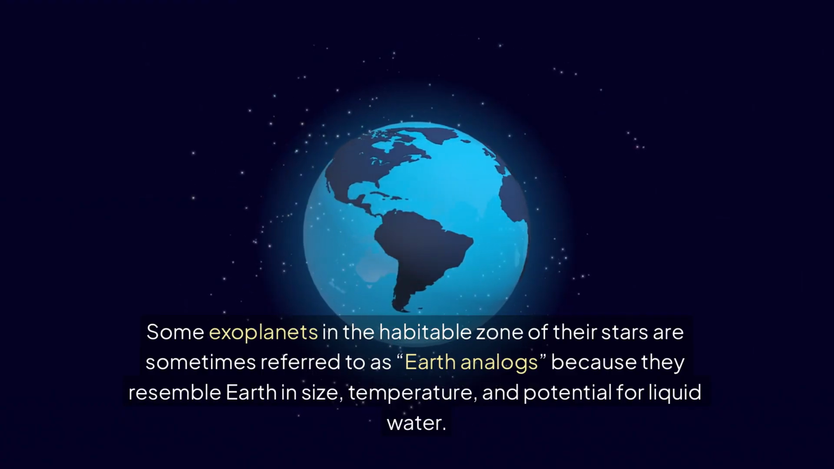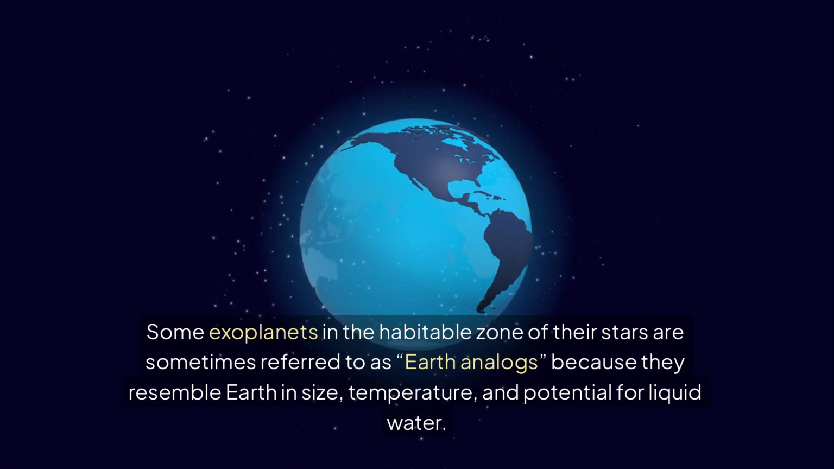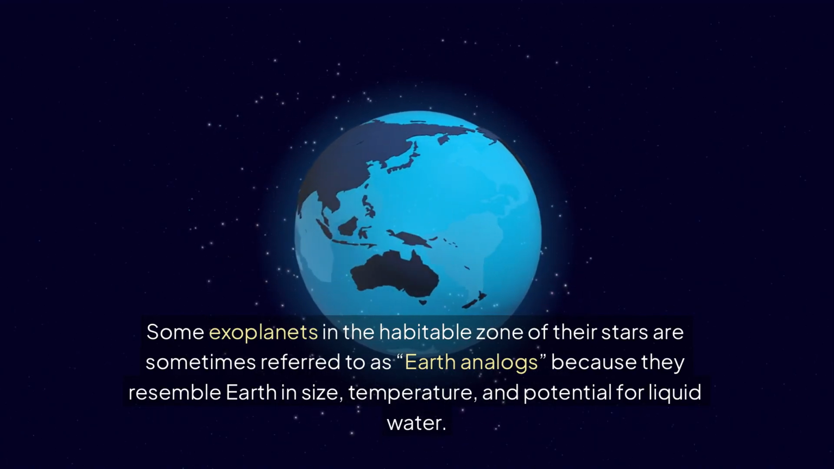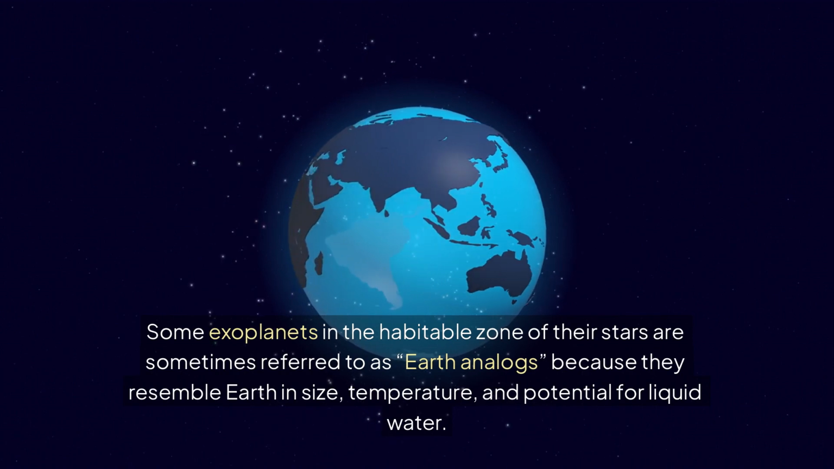Some exoplanets in the habitable zone of their stars are sometimes referred to as Earth analogs, because they resemble Earth in size, temperature, and potential for liquid water.